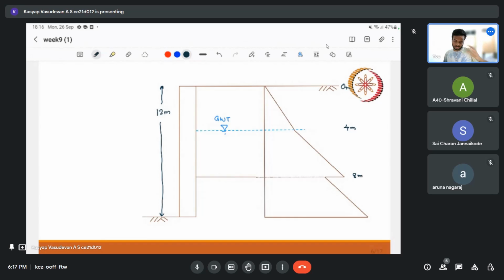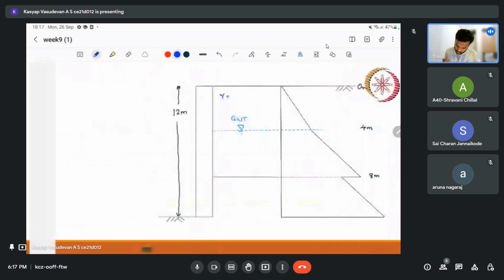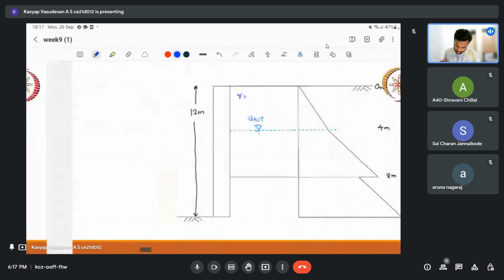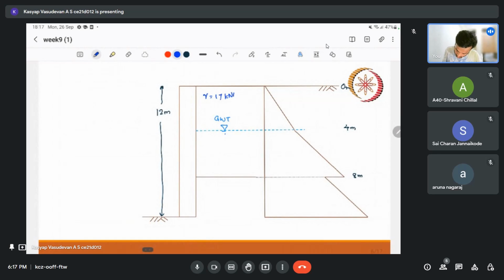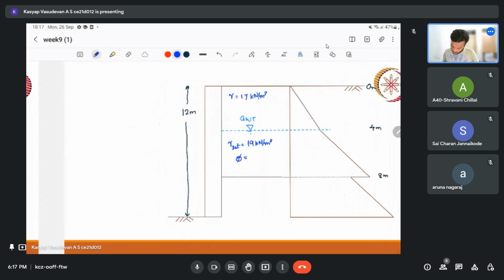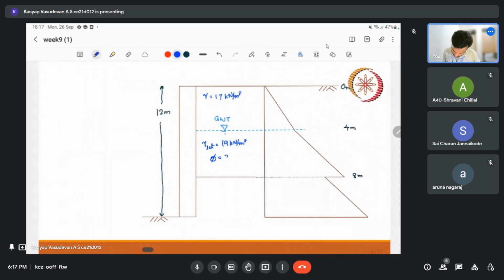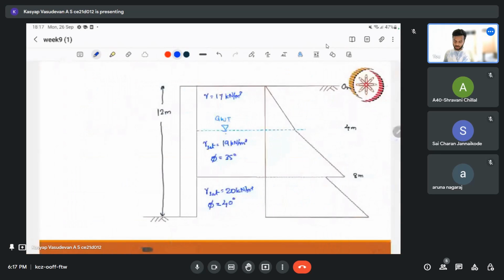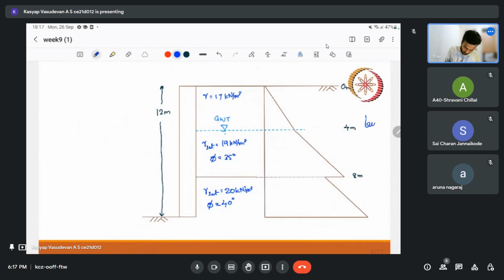Now let us see what is the density here. The dry unit weight is 17 kilonewton per meter cube. In layer 1 itself we have saturated as 19 kilonewton per meter cube, and in both the cases phi is equal to 35 degree. Here gamma sat is 20 kilonewton per meter cube, and phi value is 40 degree. So that's how it is. The whole thing is layer 1, and this is layer 2.